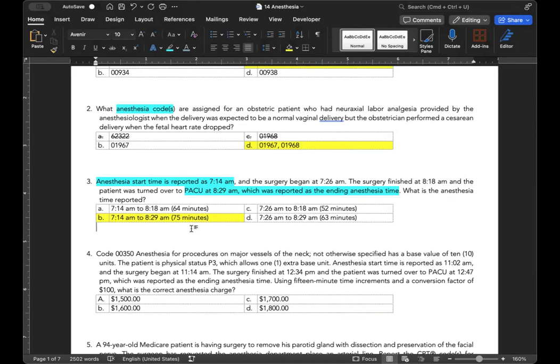Okay. Any questions on that one? Does everybody understand why we chose the start time and the end time that we did? Anybody have any questions or want some more clarification on that?